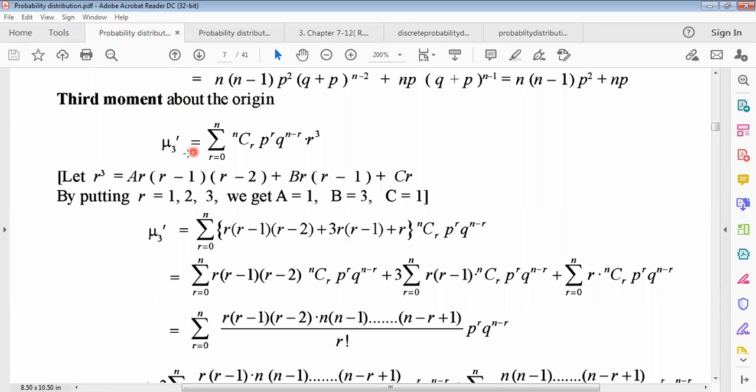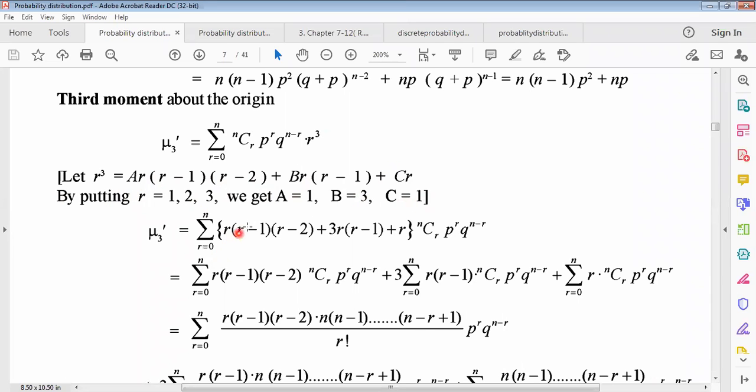Similarly, mu 3 dash, the third raw moment, equals summation r equals 0 to n of nCr p to the power r q to the power n minus r, times r cube. But remember, you have to write r cube like this: a r into r minus 1 into r minus 2 plus b r into r minus 1 plus c r. Now putting r equals 1, 2, 3 etc., we get a equals 1, b equals 3, and c equals 1.